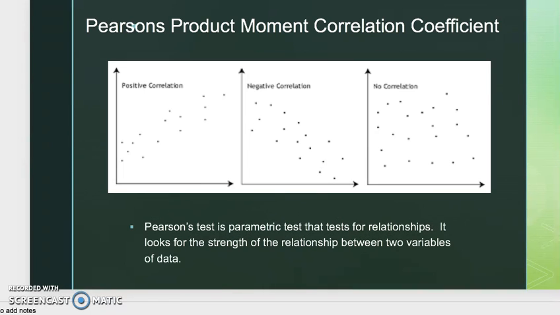Pearson's product moment correlation coefficient. Pearson's test is a parametric test that tests for relationships. It looks at the strength of the relationship between two variables of data. As you can see, there's positive correlation, where the data goes along the axis positively up towards the right. There's negative correlation where the data heads downwards, and no correlation is where there isn't a pattern the data follows along the two axes.